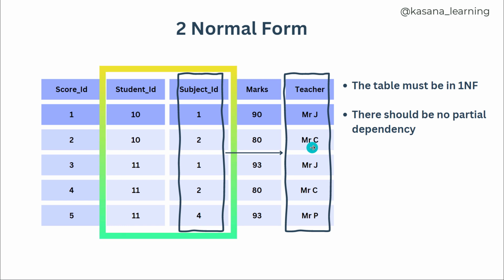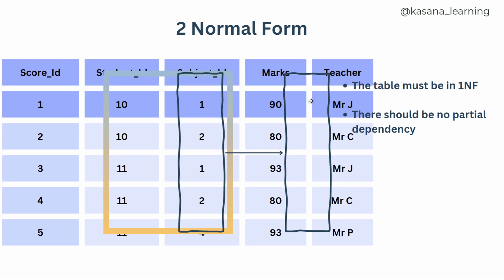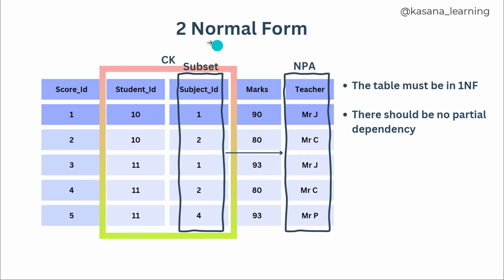So we can say that only this particular attribute, that is the subject ID, can determine the teacher alone. But together student ID and subject ID forms a candidate key which determines all the other attributes in the table. So the problem arises by this attribute. We have the candidate key as student ID and subject ID together, and this subject ID, which is a subset of this candidate key, is going to derive the teacher attribute, which is the non-prime attribute.